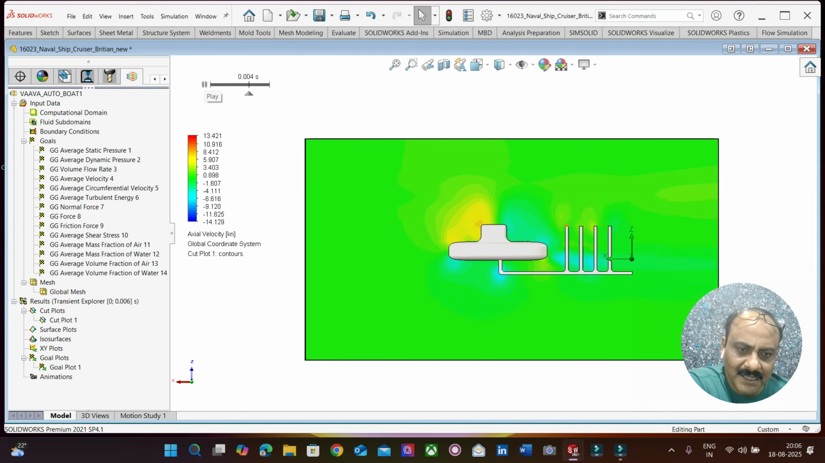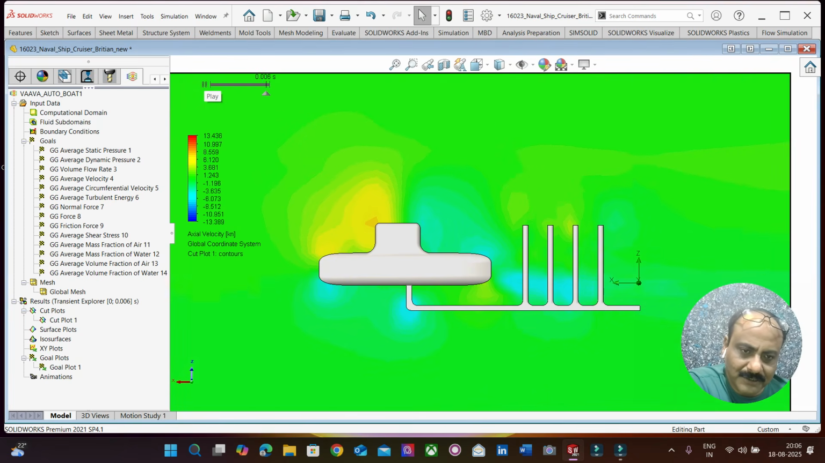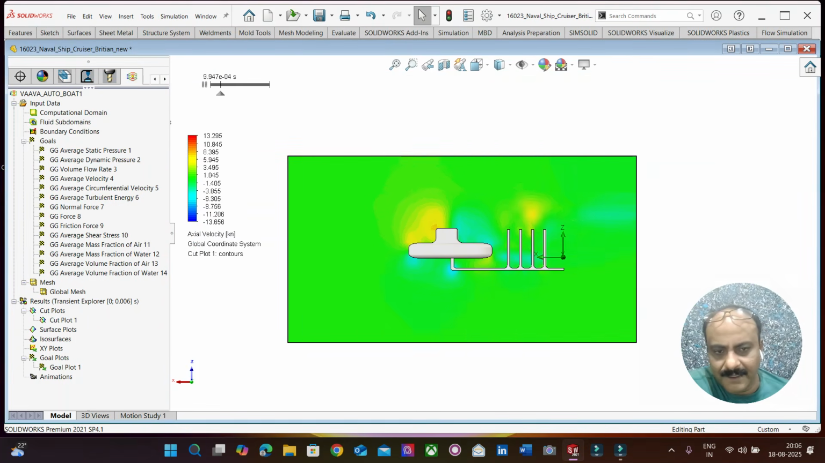Then finally it reaches the first bluff body, then the second bluff body, the third bluff body, and from the first to second and second to third and third to fourth, there are vortexes developed. You will find that there is a tuft of air which is getting backward. Okay, so this is the axial velocity.